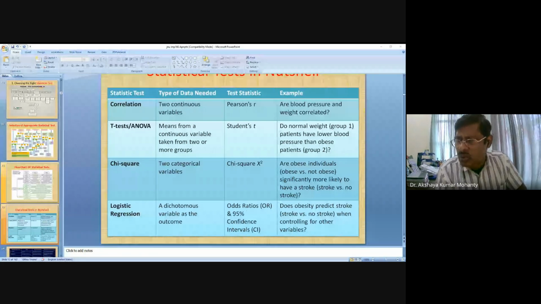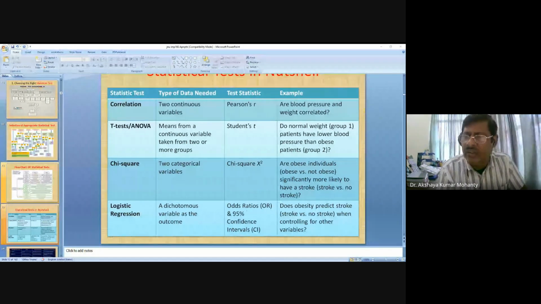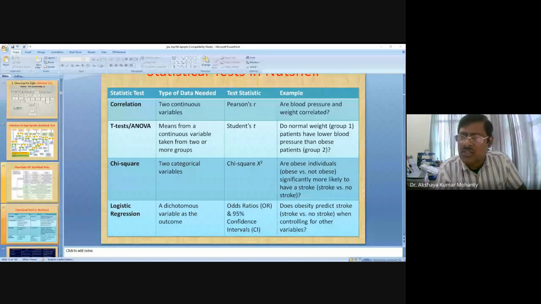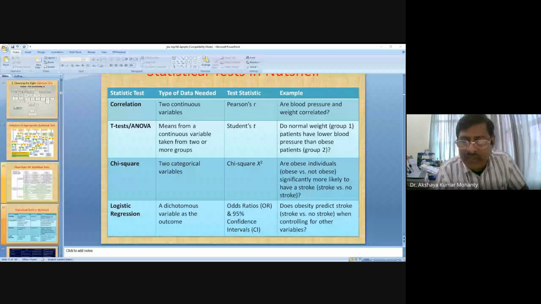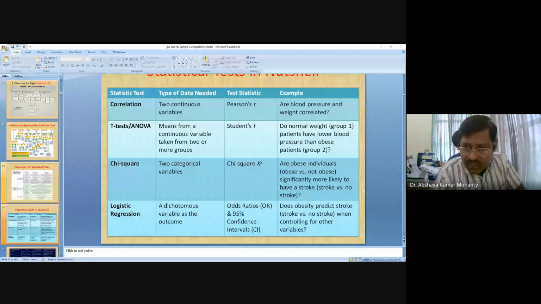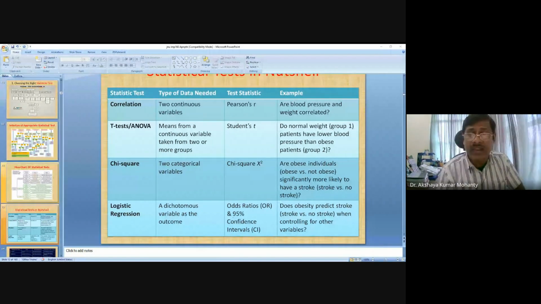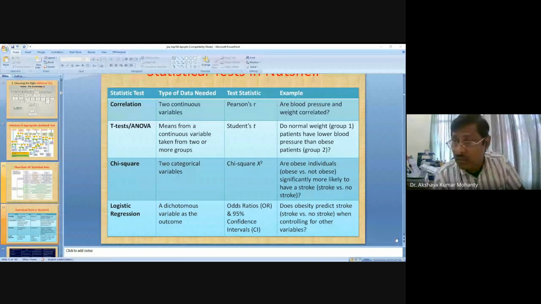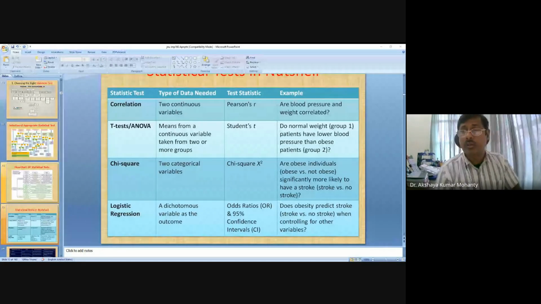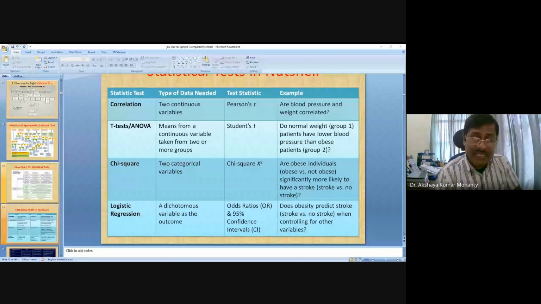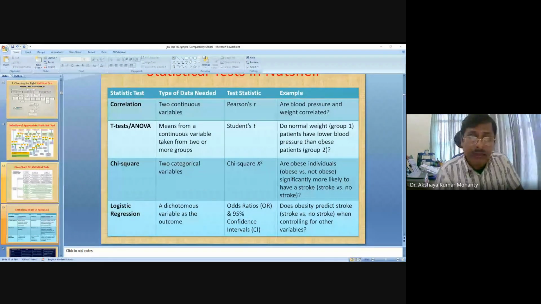Usually, right now, heart stroke is very common in everybody's life, even in anybody's house and home. The heart stroke is common, so that example I have taken. Does obesity predict stroke, stroke versus non-stroke when controlling for other variables? And here I have taken odds ratio, because odds ratio is important to know the logistic regression, because when you go for assessing or estimating or predicting the logistic regression, odds ratio is an important parameter.